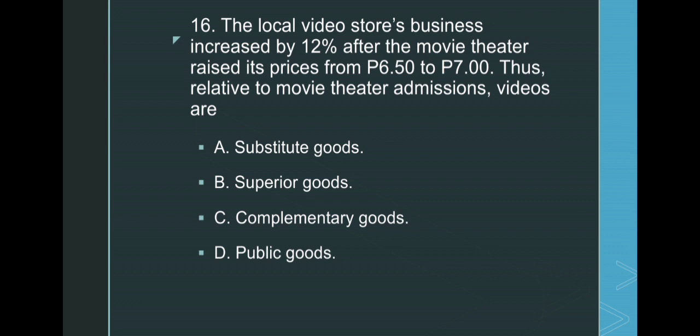Question number 16. The local video store's business increased by 12% after the movie theater raised its prices from 6 pesos and 50 centavos to 7 pesos. Thus, relative to movie theater admissions, videos are A. Substitute goods, B. Superior goods, C. Complementary goods, or letter D. Public goods.